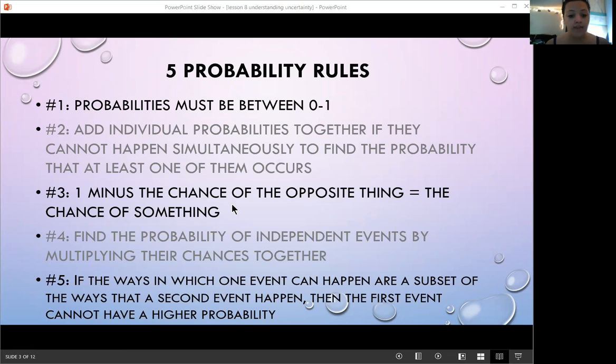And then the fifth one is saying that if the ways in which one event can happen are a subset of the ways that a second event can happen, the first event cannot have a higher probability. The main thing that's saying is that if you have a subset of situations, then the first event in that subset cannot have a higher probability than the second event. So that's just a main rule. If you see a subset of events, just understand that the first event can't have a higher probability than the second event.